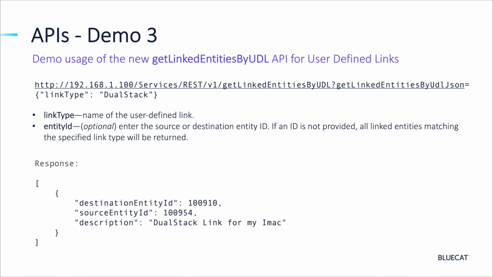An API call to getLinkedEntities by UDL now supports the ability to list all of the objects which have been linked under a specific UDL type. It will show a list of all the object IDs and the descriptions when passed a target UDL type. Optionally, this API supports passing the source or destination entity ID, which will therefore just return the payload for this UDL type used on those objects.